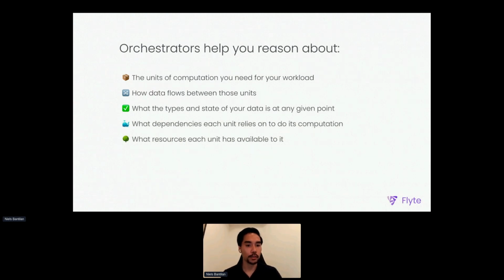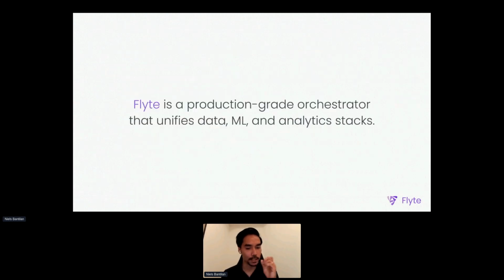So Flyte is a production-grade orchestrator that unifies these three different kind of areas, but different but related areas, right? But it does have specific abstractions for machine learning, has just specific abstractions for data, and also for analytics. And you can kind of like see all of these things happen on a single platform.